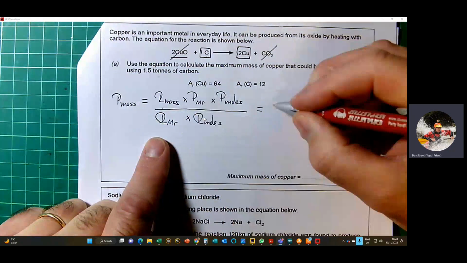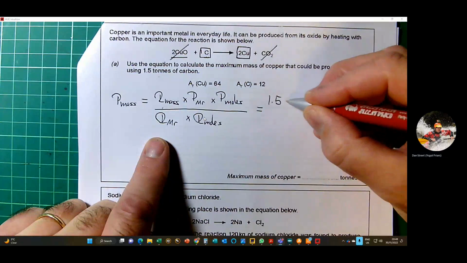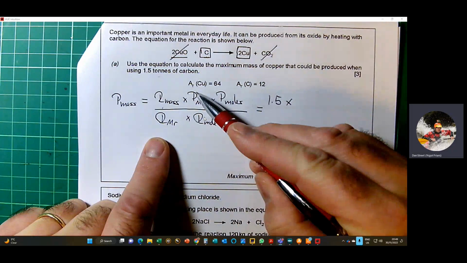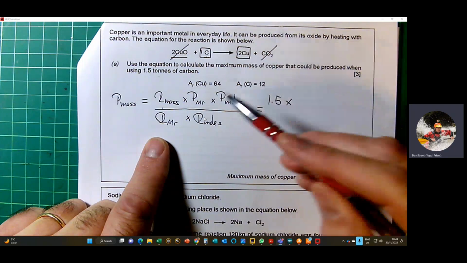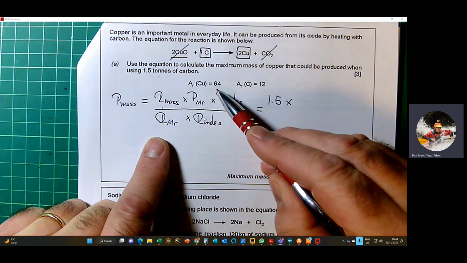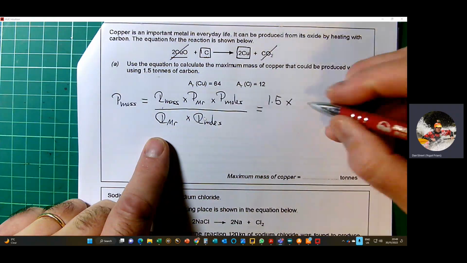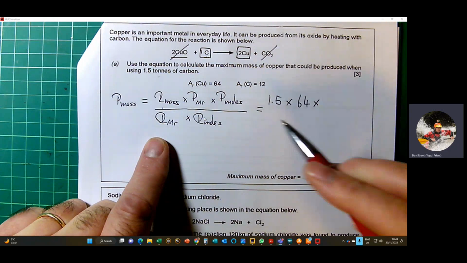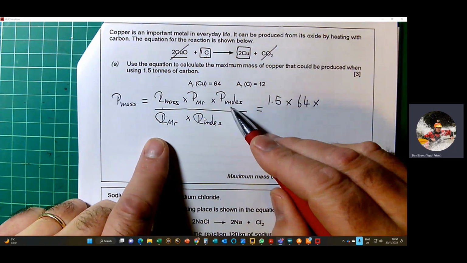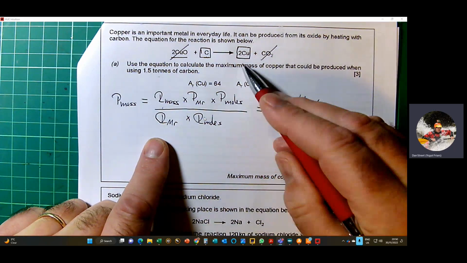Okay, so we'll put in 1.5, multiply that by the product MR. So the product is copper, okay, and its MR or AR in actual fact, because it's an element, is 64. We'll times that by 64. Now here's where we need to be careful. We need the product moles, so we get that information from the equation.